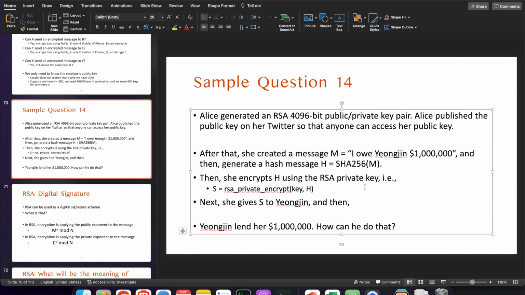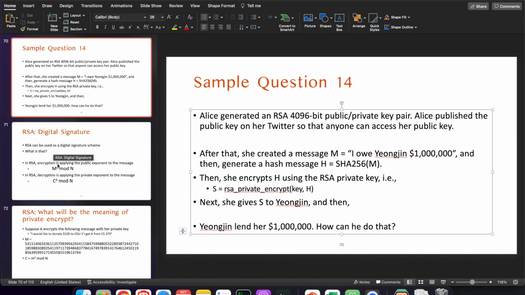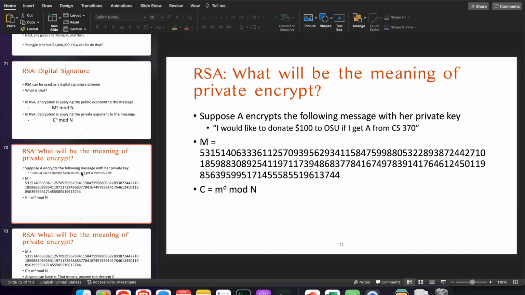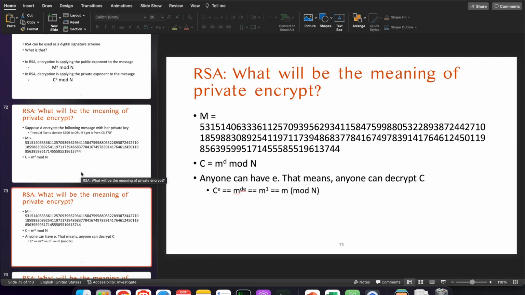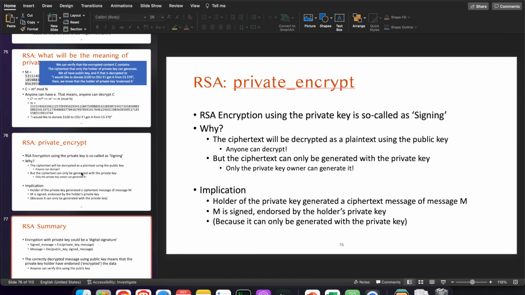You need to choose the correct description about why Youngjin can be sure that she will pay back the $1 million, or, if Alice does not pay it back and Youngjin sues her, what kind of thing could work as evidence. You need to choose the correct description. This is about the RSA digital signature scheme. So please study the digital signature and how we can use it with RSA in the following slides.